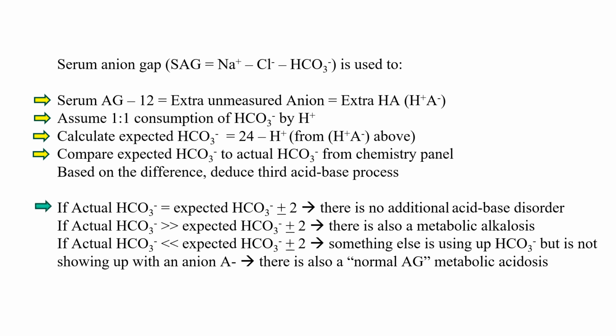If the actual serum bicarbonate is within the range of the calculated expected bicarbonate, there is no additional acid-base disorder. If the actual serum bicarbonate is greater than the expected bicarbonate, we can assume that there is a concurrent metabolic alkalosis. If the actual serum bicarbonate is lower than the expected bicarbonate, we can assume that there is a concurrent normal serum anion gap metabolic acidosis.